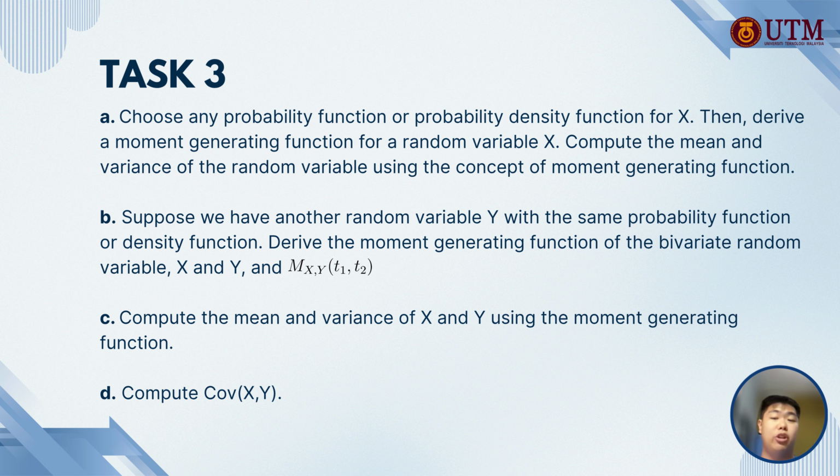Next, we introduce a second variable y and scale our model up to the bivariate case to find their joint moment generating function. Finally, we will use that joint function to extract the marginal moments and formally compute the covariance between x and y. We have chosen the bivariate normal distribution as our foundation for this task. Let's dive straight into part A and set up our univariate model.